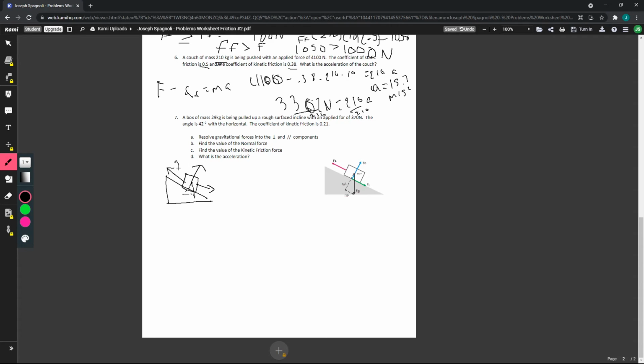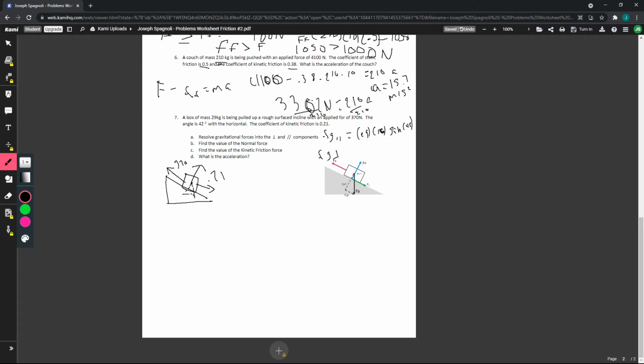So, we know the applied force is 370 newtons. And we know that the kinetic friction coefficient is 0.21. First question, they want us to find FG parallel. Let's do it up here. We have FG parallel and FG perpendicular. FG parallel, as we know, is mass, which is 29, times 10, times sine of 42.